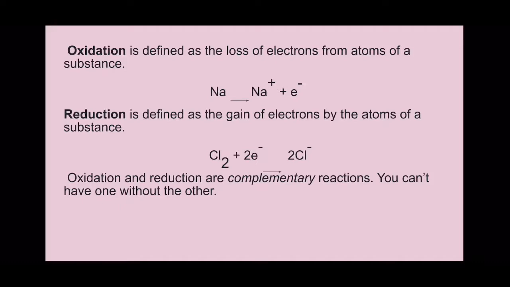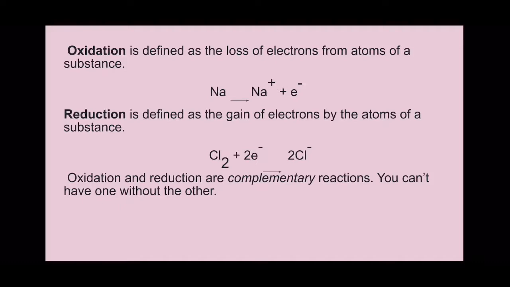As you can see by the half reactions, Cl gained 2 electrons, but it became more negative. That is why we call it reduction. That's why it has "reduce" in reduction, because its charge decreased. However, in oxidation, which is the loss of electrons, it lost an electron and its charge increased.